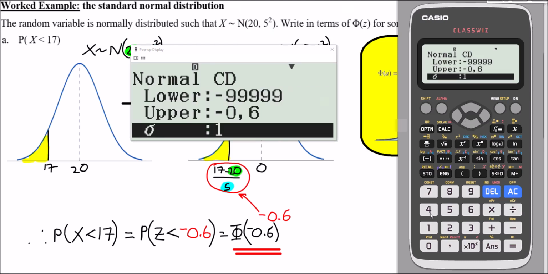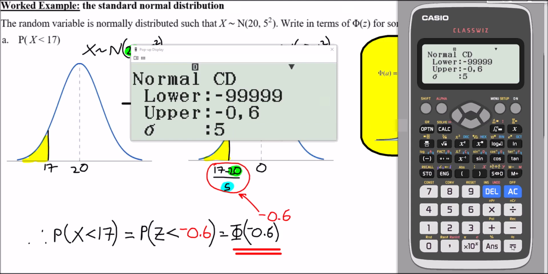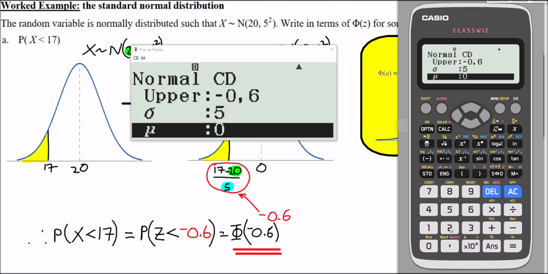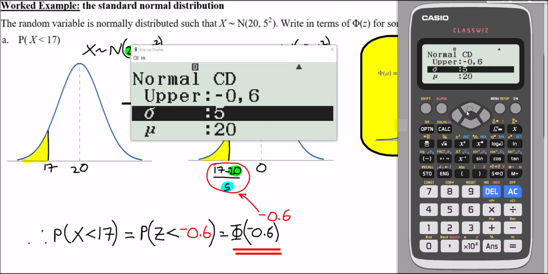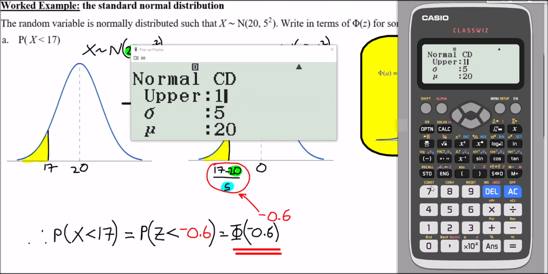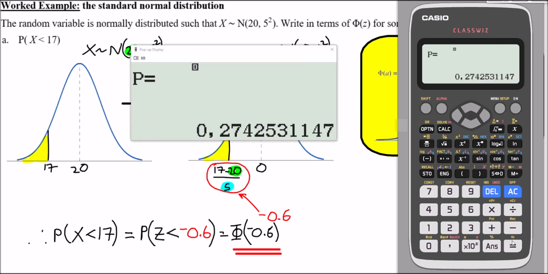Now if you compare this to what we'd have for the original data, where the standard deviation was 5 and the mean was 20, but on this occasion we wanted the upper value to be 17, you can see we get exactly the same probability. So that's just me showing you that the standard normal distribution gives you the exact same probabilities, but it just takes out some of the variables.